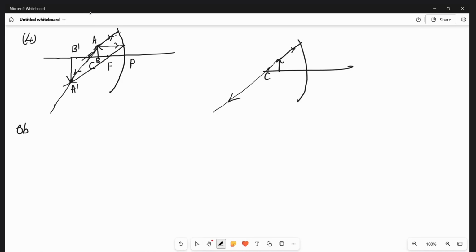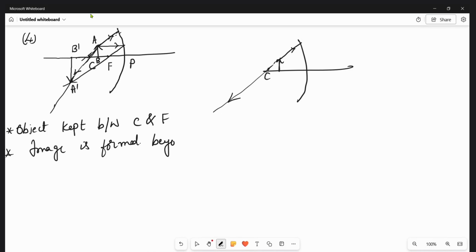So object kept between C and F. Image is formed beyond C. We get an enlarged image, and it is real and inverted.